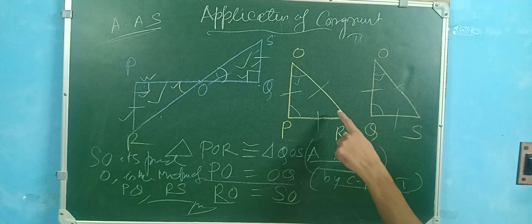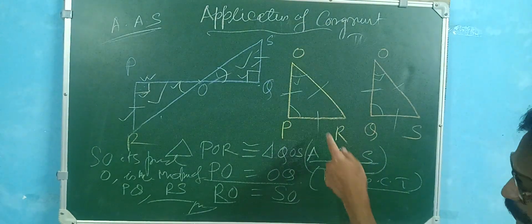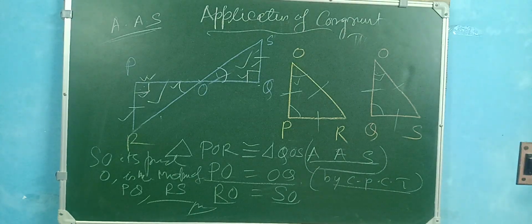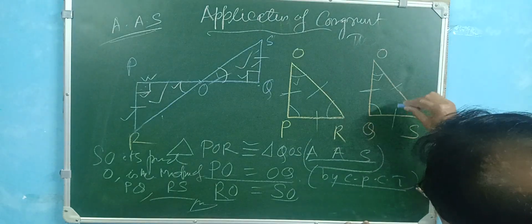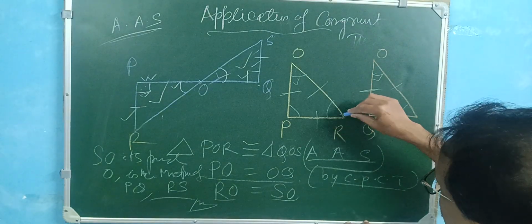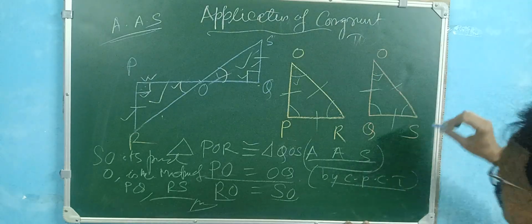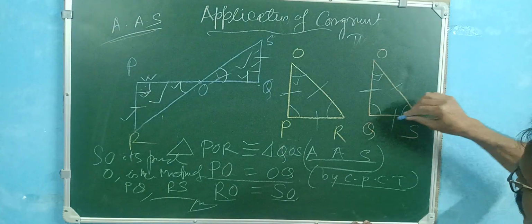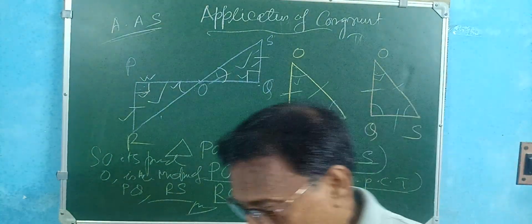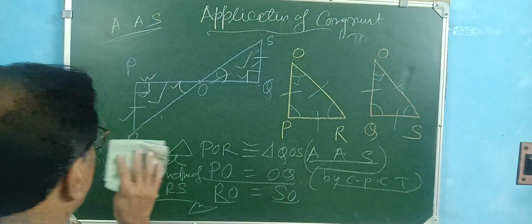One corresponding angle, that means this angle PRO is equal to this angle, angle PRO is equal to QSO, the same angle QSO or OSQ. Okay, so this for that. Now the other sum, clear?